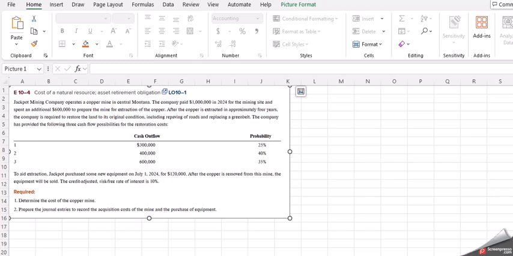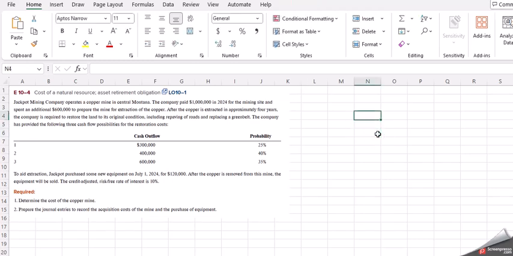After the copper is extracted, in approximately 4 years, the company is required to restore the land to its original condition, which would include repaving the roads, replacing a green belt, so again, it's all safe and looking good. The company has provided the following 3 cash flow possibilities for that restoration. To aid in the extraction, Jackpot purchased some new equipment for $120,000. After the copper is removed from the mine, the equipment will be sold. Their risk-free rate of return, or interest, is 10%.